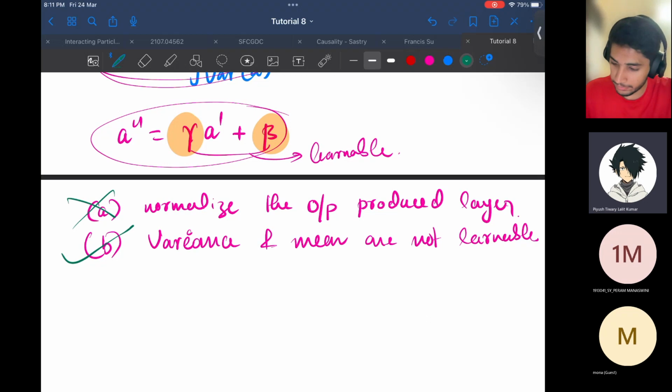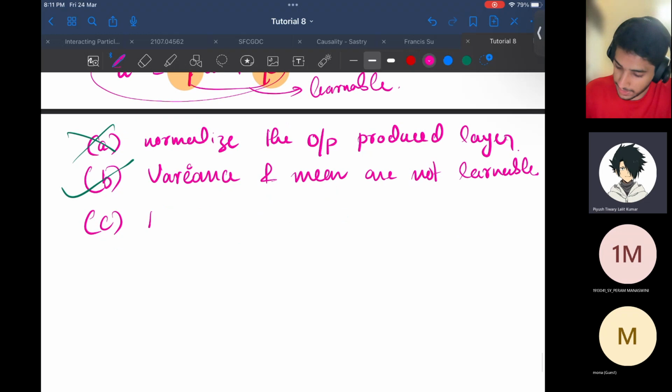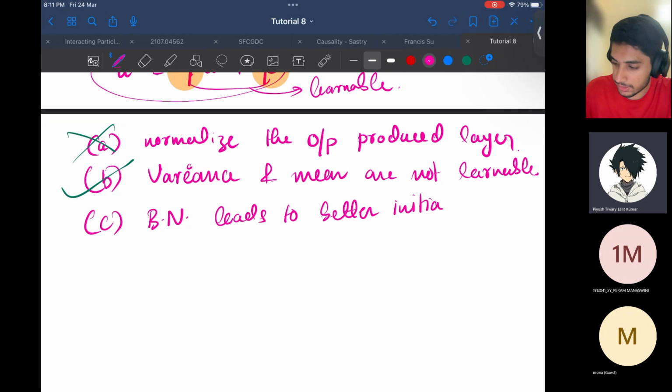What is the third option? Batch normalization leads to better initialization of weights. Well, this is correct, right? This is the entire point of batch normalization, this is why we are doing it. So this is a correct statement, so it is an incorrect option.